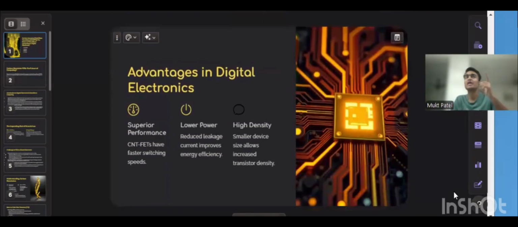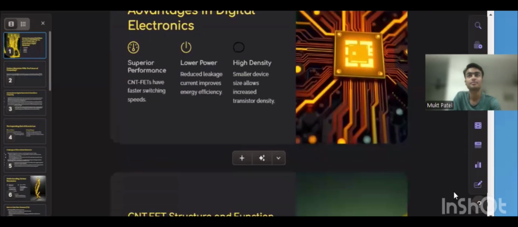The next slide. Advantages in digital electronics. Superior performance, lower power, and high density. CNT FETs have faster switching speed. Lower power: reduced leakage current improves energy efficiency. High density: smaller device size allows increased transistor density. Here's the end of this slide.